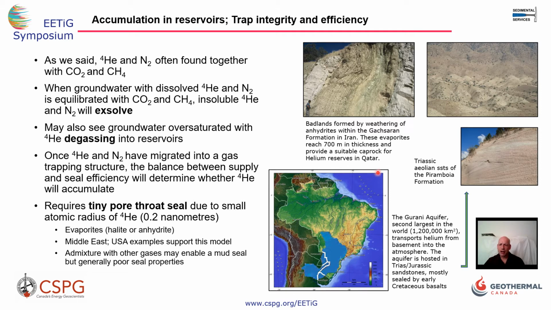And we have some examples here from Iran, from the Gash Saran formation. So these evaporites here are around 700 meters in thickness, and these would provide a suitable cap rock for helium reserves. And we see these same rocks in Qatar where they are actually trapping helium. And then I've also put this diagram in here showing the Guarani Aquifer in South America, which is the world's second largest aquifer. And this transports helium from basement rocks into the atmosphere. And what we see is that the aquifer is hosted in these Triassic Aeolian sandstones. And wherever you see a Cretaceous basaltic seal over the top, the helium is trapped. But everywhere else, the helium is allowed to escape to the atmosphere.